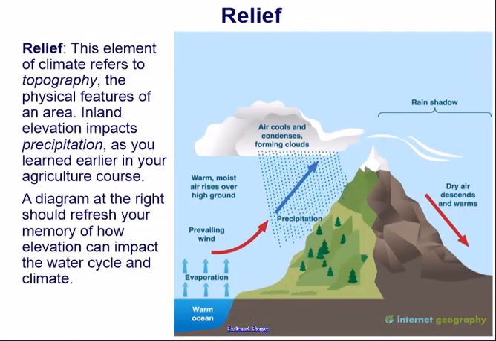Relief. This element of climate refers to topography, the physical features of an area. Inland elevation impacts precipitation, as you learned earlier in your agriculture course. A diagram at the right should refresh your memory of how elevation can impact the water cycle and climate.